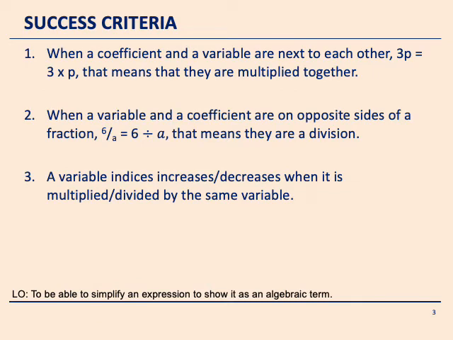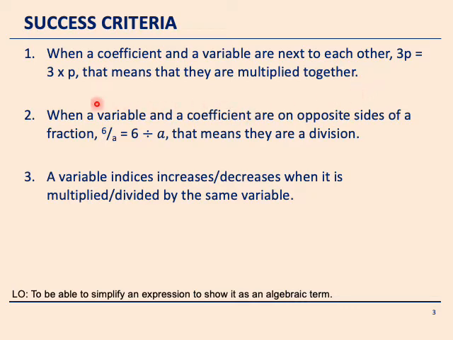Okay, so here's the success criteria for the day. A little bit fuller than it was last time. So when a coefficient and a variable are next to each other, like it is here, 3p, that means we've got 3 lots of p. So 3 times p. It means they're multiplied together.